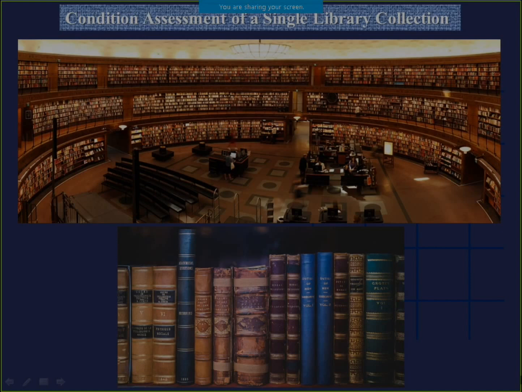And if there are different types of collections, you could do stratified random sampling. If you have sub-libraries, such as different compartments, it might be under different environmental conditions. Again, you could do stratified random sampling amongst those.